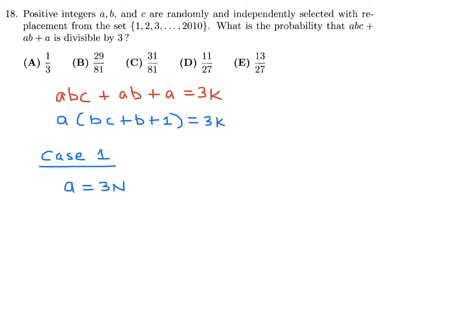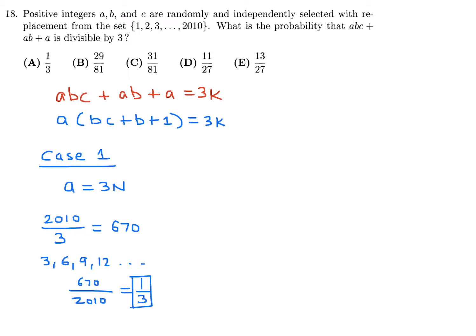So from this set, a has to be a multiple of 3, and we can easily figure that out by dividing 2010 by 3. That will give me the number of numbers that are divisible by 3, and that very nicely works out to 670. So in this set, there are 670 numbers, 3, 6, 9, 12, and so on, that are multiples of 3. So 670 divided by 2010 is exactly 1/3. That takes care of case 1.